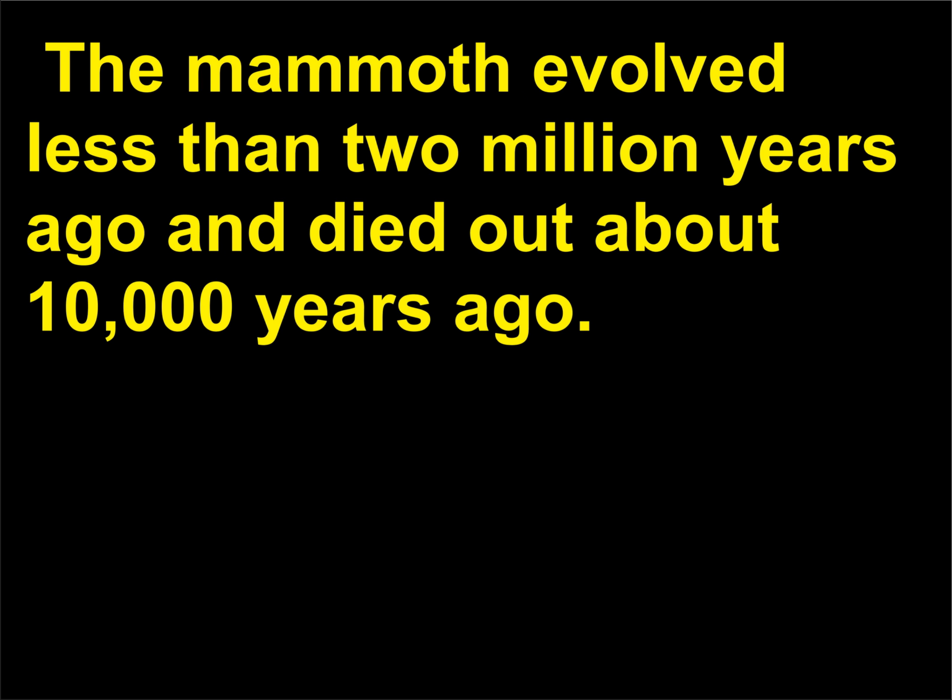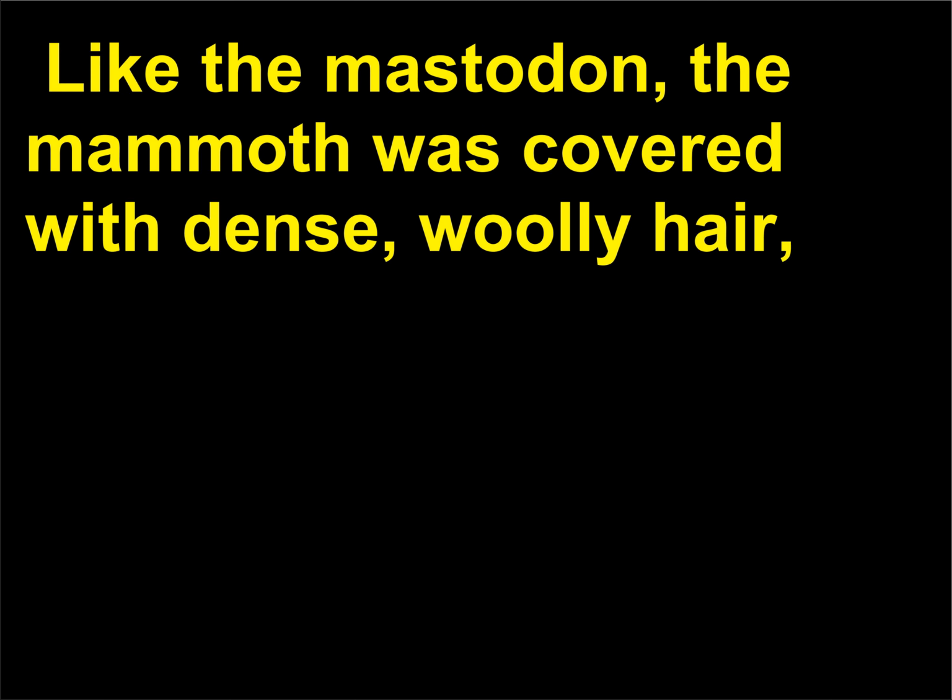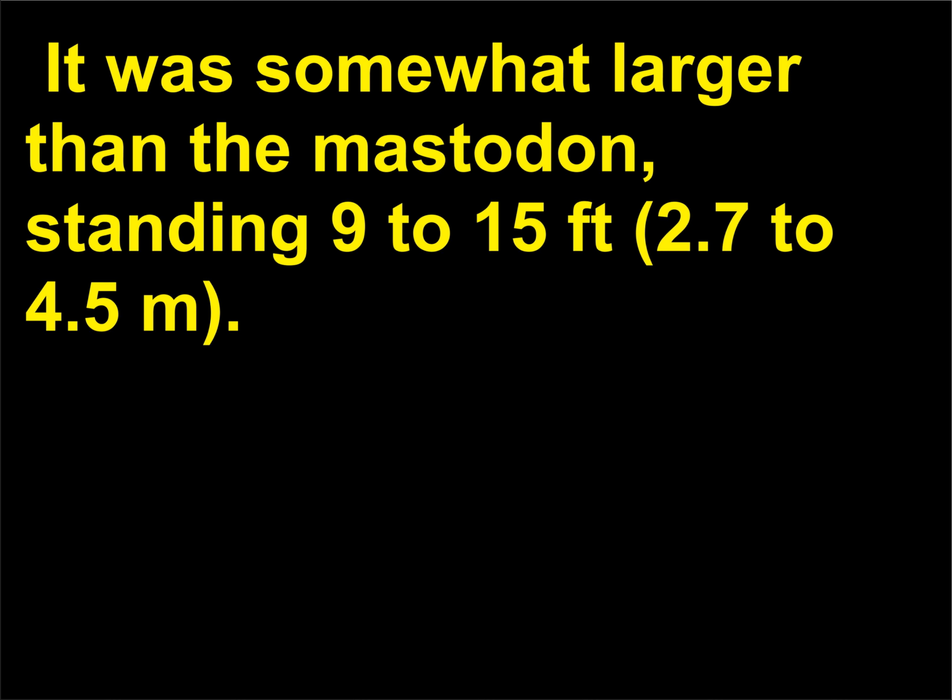The mammoth evolved less than 2 million years ago and died out about 10,000 years ago. It lived in North America, Europe, and Asia. Like the mastodon, the mammoth was covered with dense, woolly hair, with a long, coarse layer of outer hair to protect it from the cold. It was somewhat larger than the mastodon, standing 9 to 15 feet (2.7 to 4.5 m).